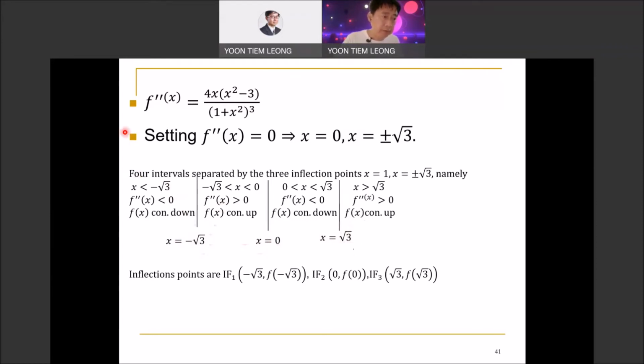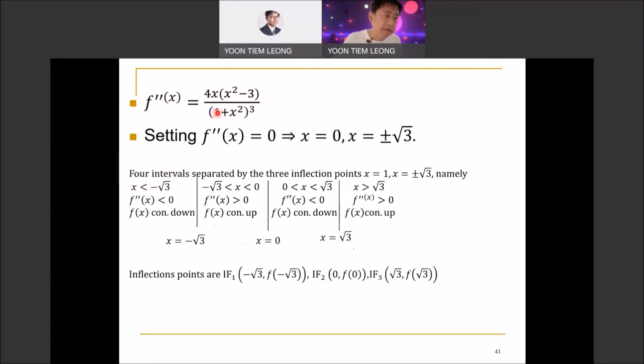Okay, so for example, you look at this f double prime when x is less than negative square root of 3. Now we look at the downstairs function. The downstairs function is 1 plus x squared, so the function is always positive.